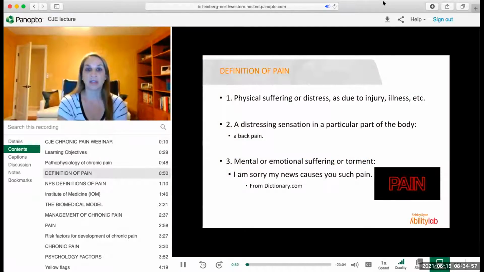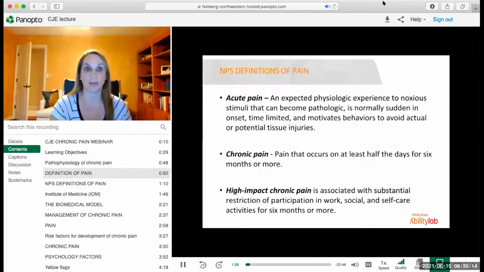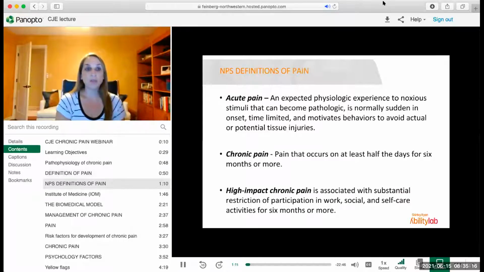Pain is defined as physical suffering or distress as due to injury, illness, etc. You can think of it like a distressing sensation in a particular part of the body, for example, back pain. Or it can be something like mental or emotional suffering or torment, where you can say, like, I'm sorry, my news caused you so much pain. And then we can further break out pain into acute, chronic, and high impact chronic pain. And this is based on the National Pain Society.